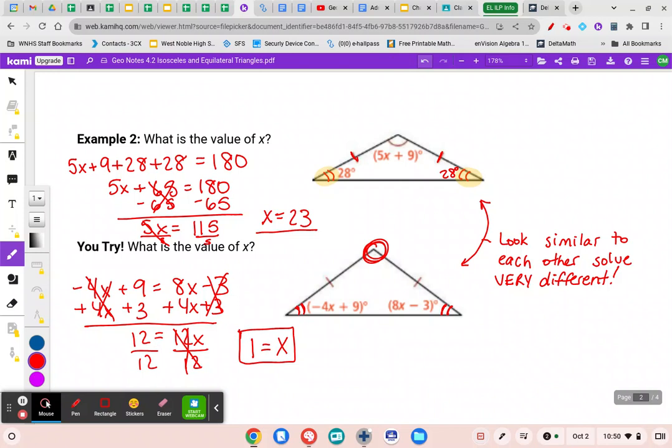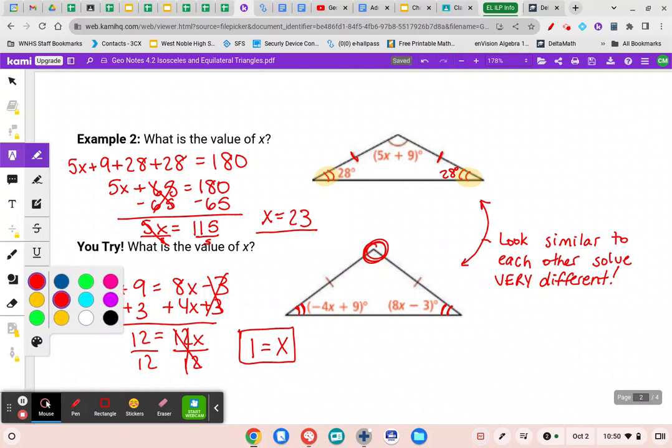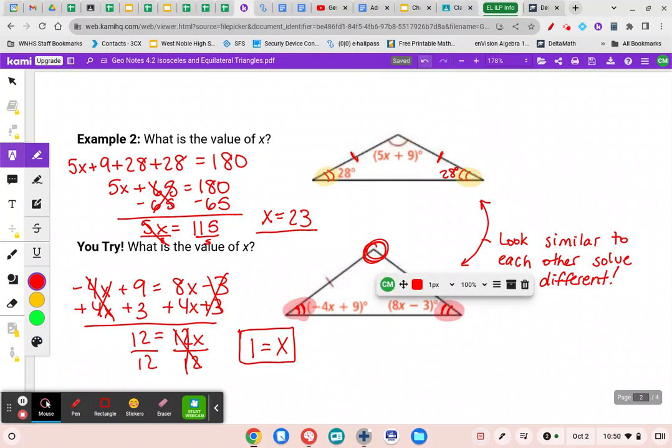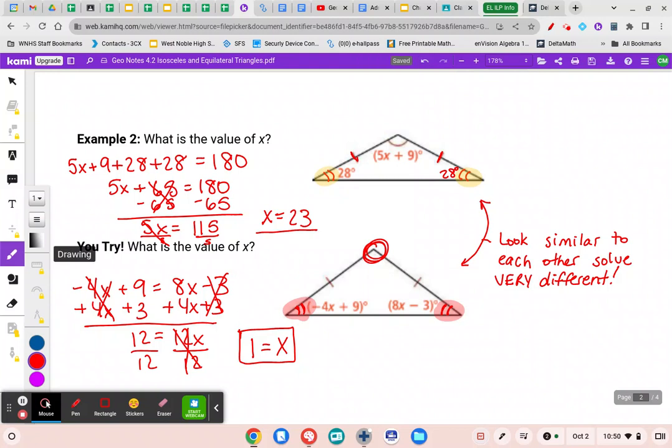So guys, you'll notice we solved super differently. This one, we were given a vertex angle and a base angle. So we used that information to add them all and equal them to 180. The second problem, you are just given two base angles, which means they are congruent to each other, which means they just equal. So really pay attention. How do you solve? What are you given?